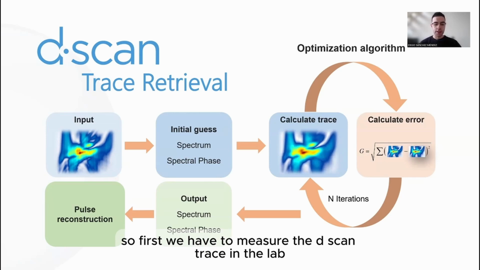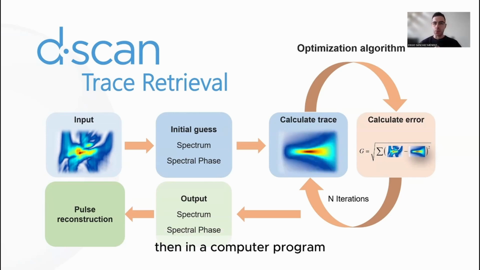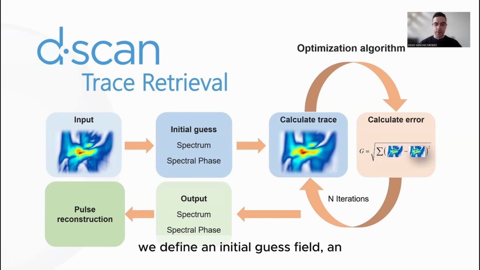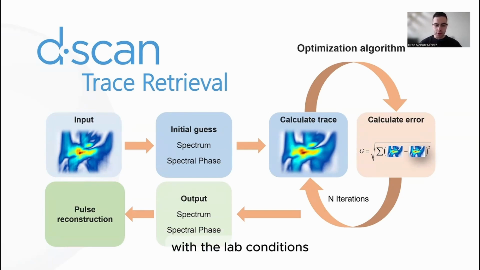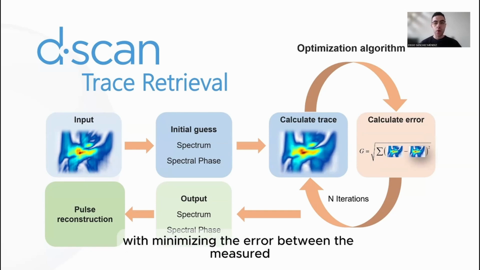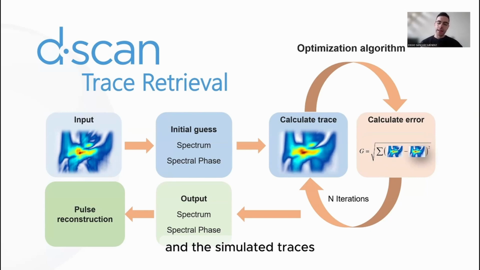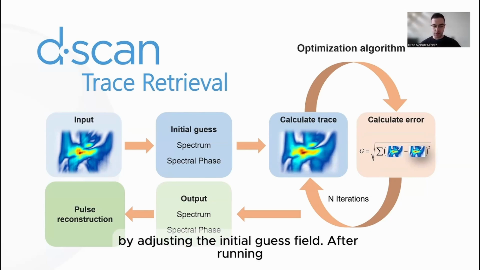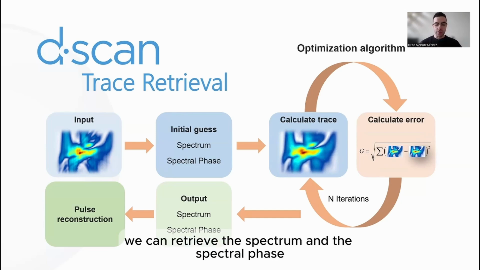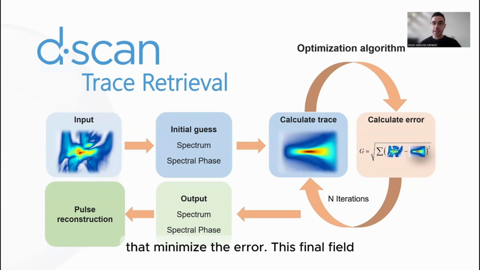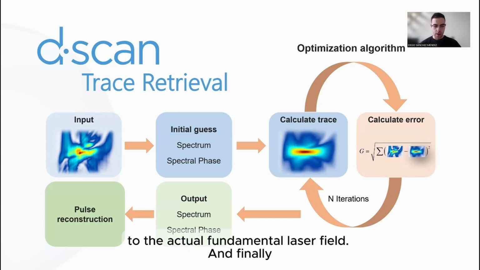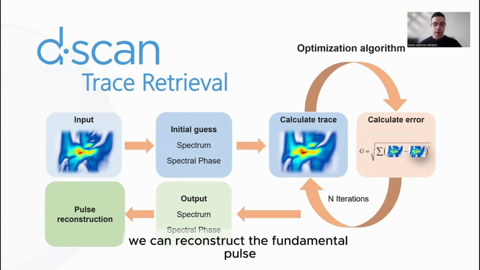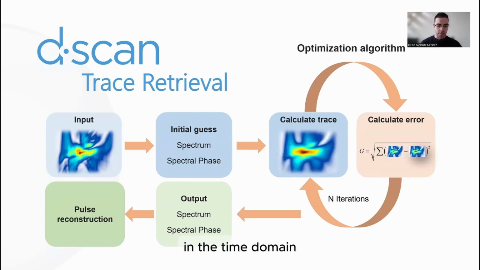So first we have to measure the dscan trace in the lab. Then, in a computer program, we define an initial guess field, a spectrum plus a spectral phase, and we use it to simulate the dscan trace with the lab conditions. Then we run n times a specialized algorithm which is tasked with minimizing the error between the measured and the simulated traces by adjusting the initial guess field. After running the algorithm, we can retrieve the spectrum and the spectral phase that minimize the error. This final field should be almost identical to the actual fundamental laser field. And finally, using this field, we can reconstruct the fundamental pulse in the time domain.